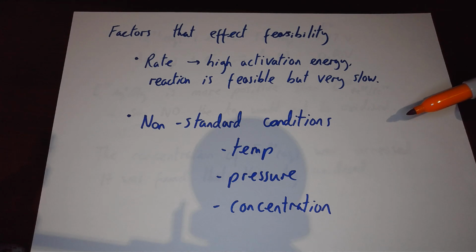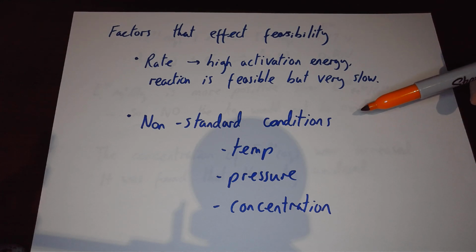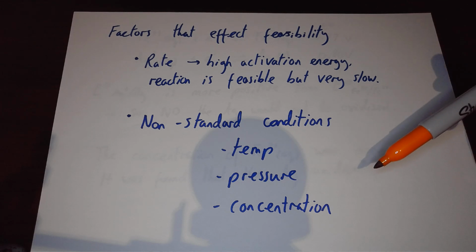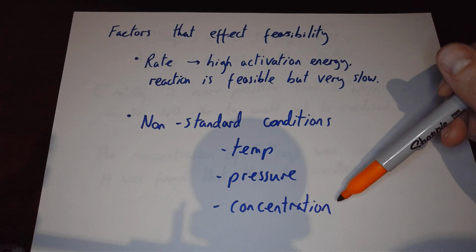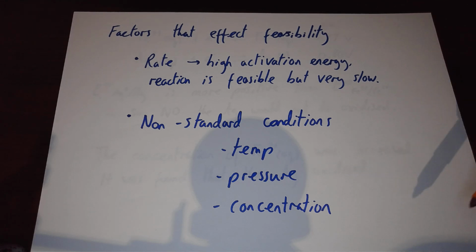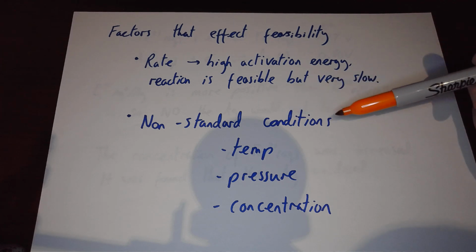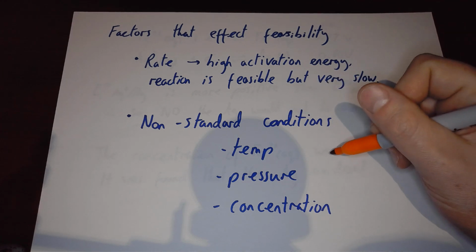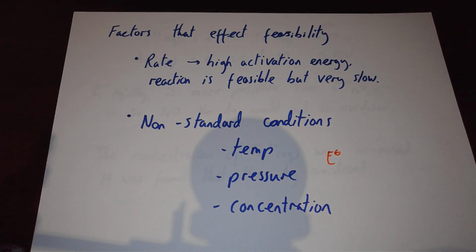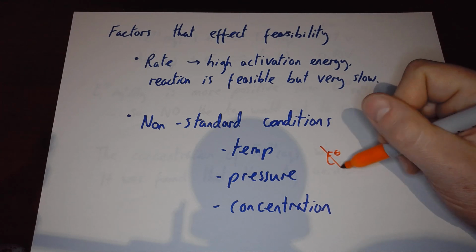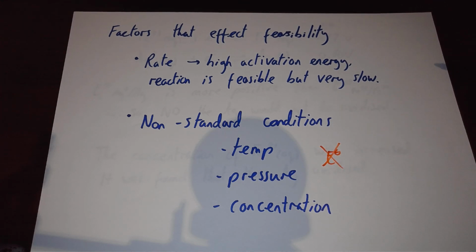The other thing to bear in mind is non-standard conditions. Reactions are rarely done at 298 Kelvin, 100 kPa, and certainly the concentration is the big one. Everything's got to be 1 mole per dm cubed. And that's also assuming everything's in solution. So as soon as you go into non-standard conditions, the electrode potentials that you see no longer apply. They change. And we'll have a look at an example of that in a second.